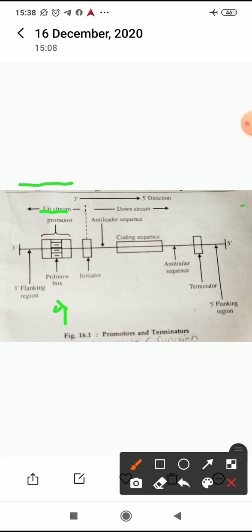This region of the gene consists of 7 nucleotides in its middle portion. This set of 7 nucleotides is called the Pribnow box. See here, the Pribnow box. This 7 nucleotide set is called a Pribnow box. It is also called a Pribnow sequence.